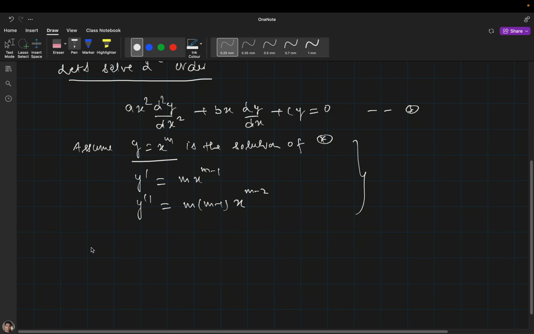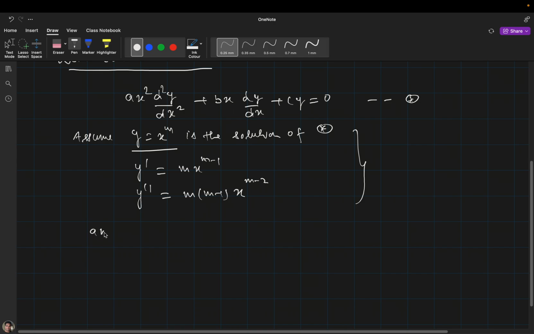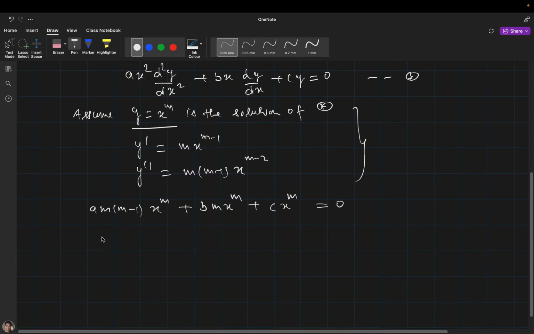So we will get a times m times m minus 1 x raised to the power, you can see that here the power is 2, and when you multiply with x raised to the power m minus 2, it will become x raised to the power m. Similarly here it will be b m x raised to the power m. And here it will be c x raised to the power m equal to 0. Now we will write like this.